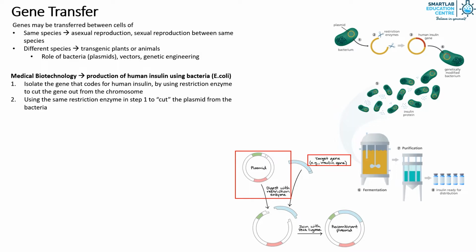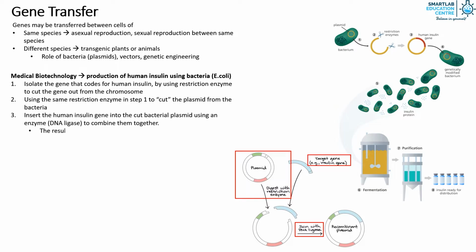Once the gene of interest and plasmid are cut with the restriction enzyme, the gene of interest, which is the human insulin gene, is inserted into the plasmid. This is done with the aid of an enzyme, DNA ligase, which helps to combine both of them together. The resulting plasmid formed is now called a recombinant plasmid.